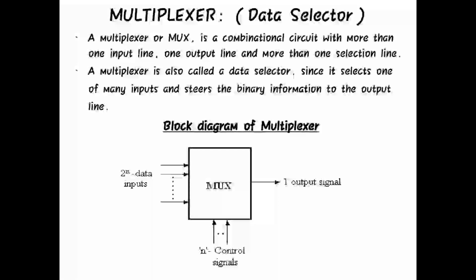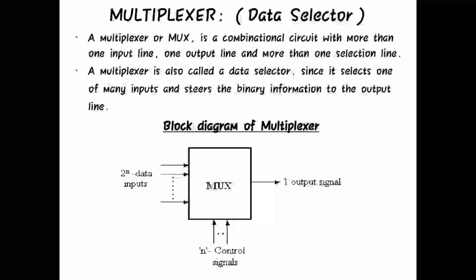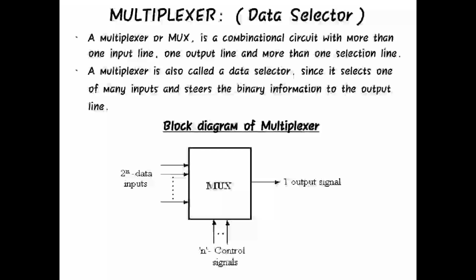For example, consider two variables A and B. For two variables A and B, we will be having four combinations, that is 00, 01, 10 and 11. I am going to repeat again. For two variables A and B, I will be getting four combinations, 00, 01, 10 and 11. So these two variables A and B are called n control signals or select inputs.